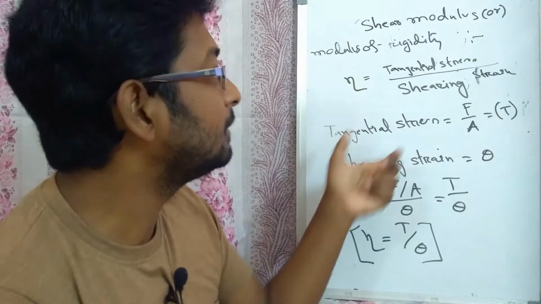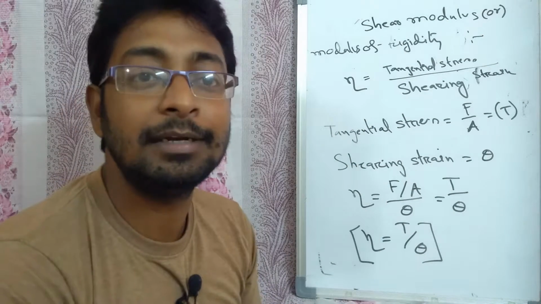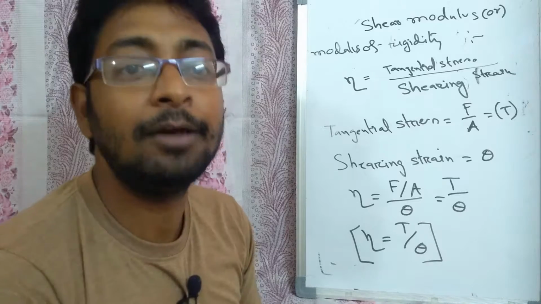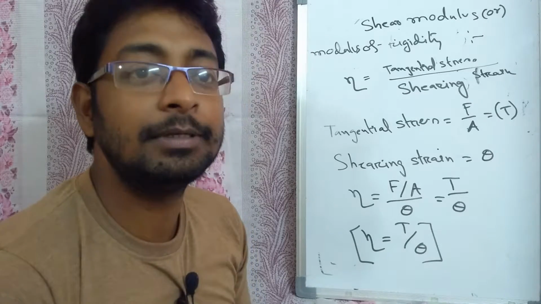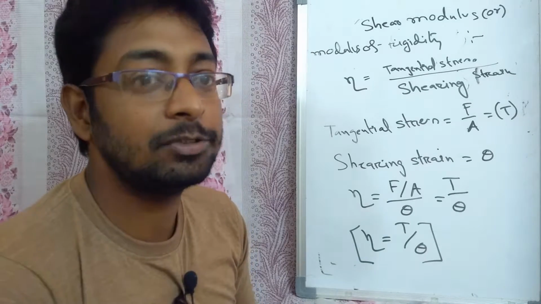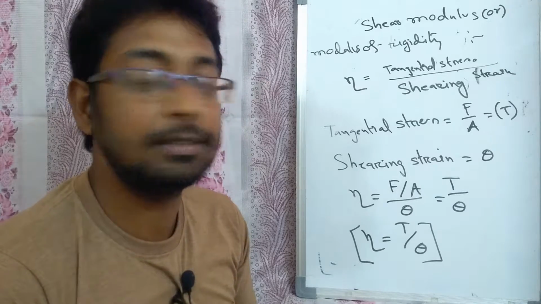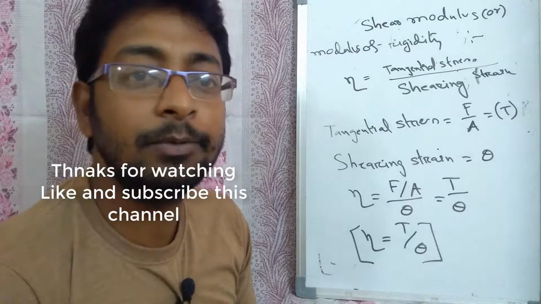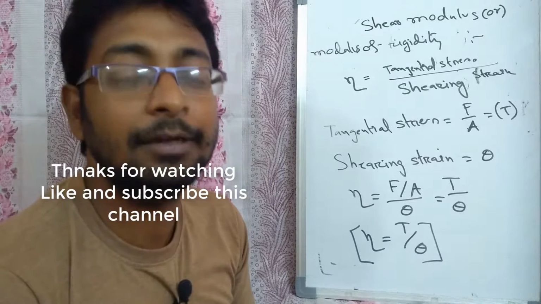Basically all these types of modulus are used to measure the elasticity of different objects. So I think you understood why we use Young's modulus, bulk modulus and shear modulus, basically to measure the elasticity of different objects and different materials.